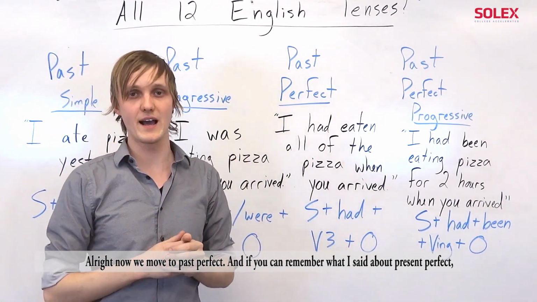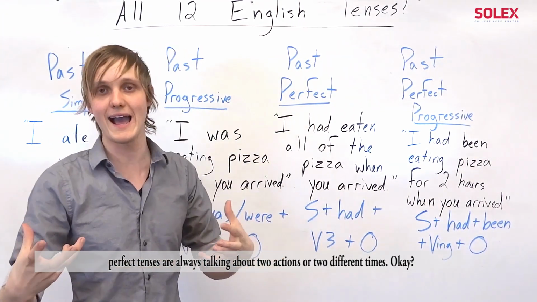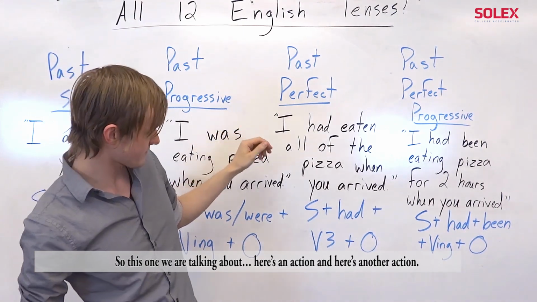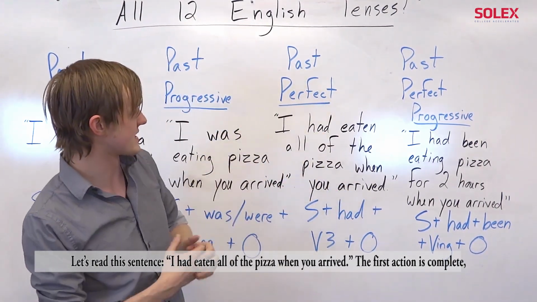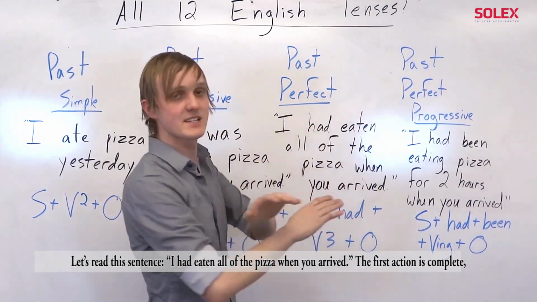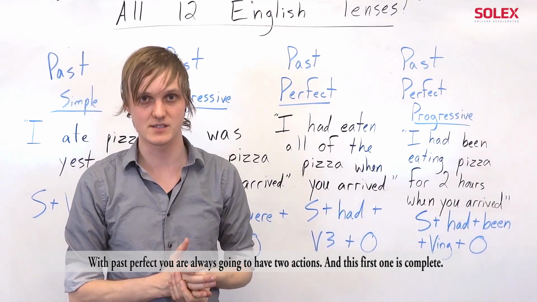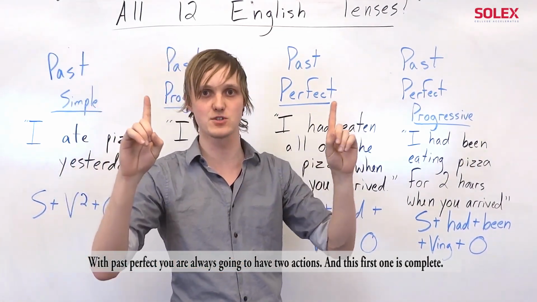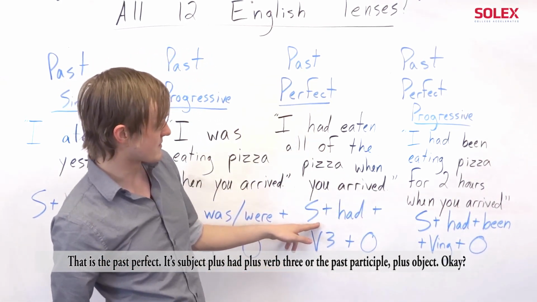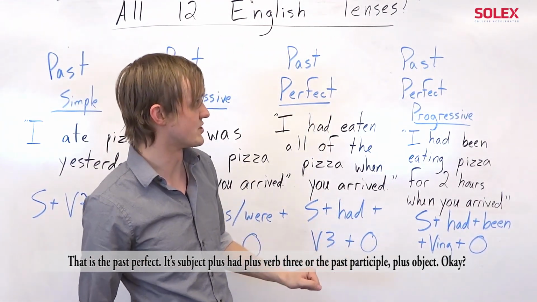Alright, now we move to past perfect. And if you can remember what I said about present perfect, perfect tenses are always talking about two actions or two different times. So this one we are talking about, here's an action and here's another action. Let's read the sentence. I had eaten all of the pizza when you arrived. The first action is complete. It is completely finished before the second action happens. With past perfect, you are always going to have two actions, and this first one is complete. That is the past perfect.